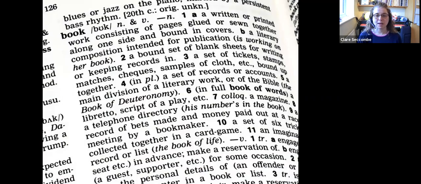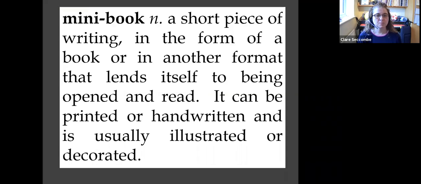So all this talk about mini books and how they can help with reading and writing, but what exactly are they? This is my working definition of what a mini book is. It's a short piece of writing in the form of a book or in another format that lends itself to being opened and read. It can be printed or handwritten, and it's usually illustrated or decorated.